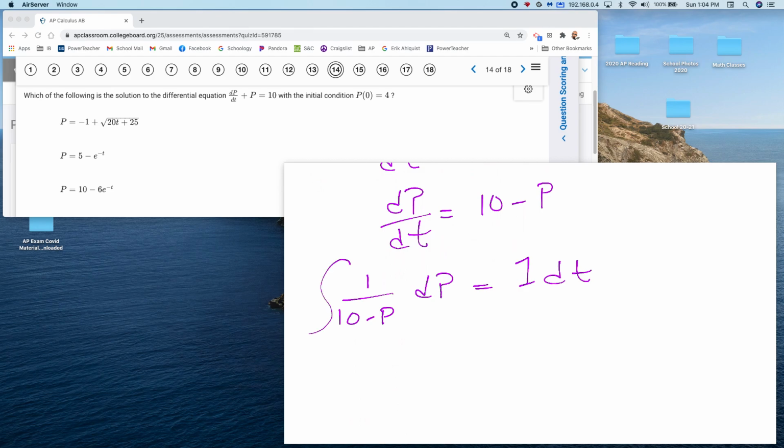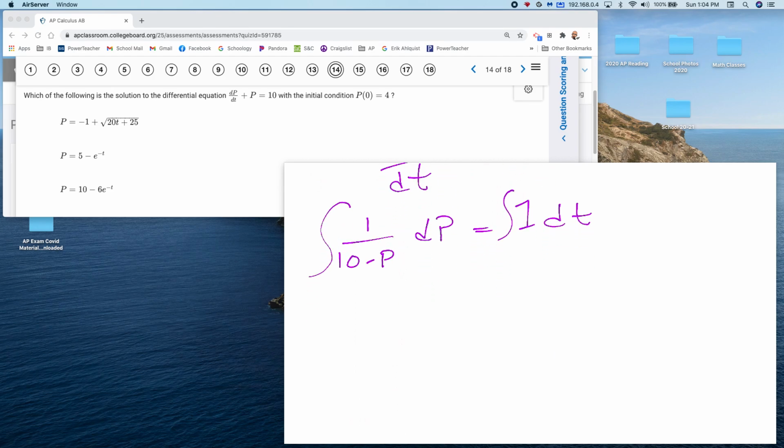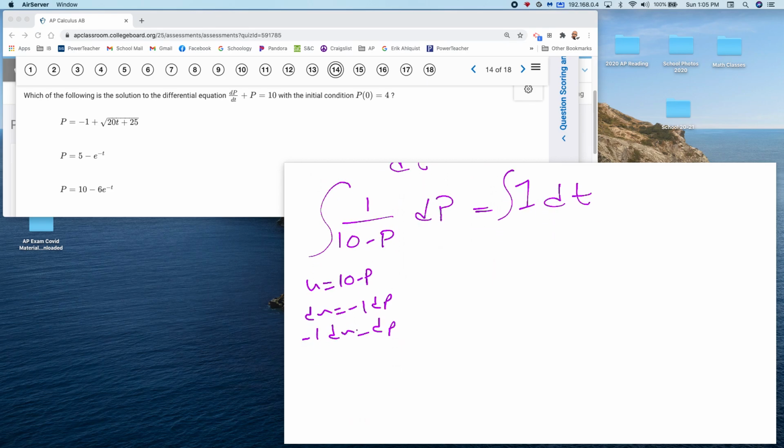So now if I integrate these, u is equal to 10 minus p, so du is equal to -1 dp. So -1 du is equal to dp. And what this one works out to be is a negative natural log of 10 minus p is equal to t plus c, because the integral of 1 dt is just t. Think about differentiating t, you just get 1.